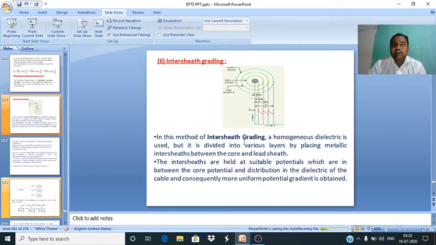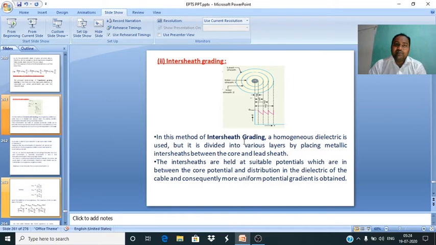The conductor nearer the layer has more dielectric stress compared to the outer sheath. If the layer nearer the conductor has more potential distribution, there is more chance of breakdown of insulation. In order to overcome that, we use grading. So what is capacitance grading?